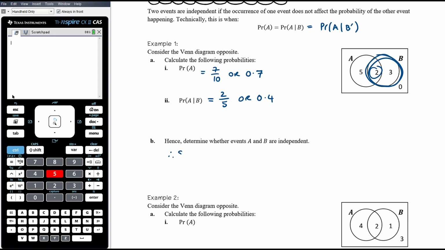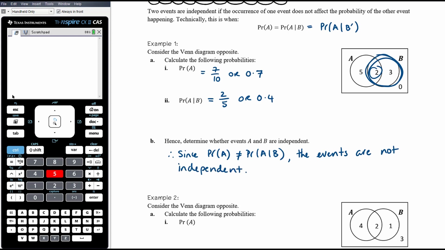So therefore, since the probability of A does not equal the probability of A given B, it seems that B does have an impact on whether or not A happens. That means the events are not independent. You could say that they are dependent, but we tend to say whether or not they are independent, particularly given the framing of the question. Determine whether events A and B are independent: events A and B are not independent. But it would be correct to say that means they're dependent.